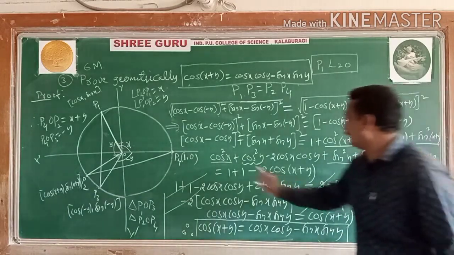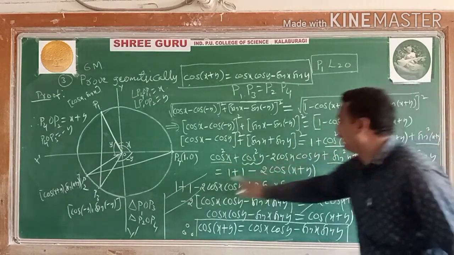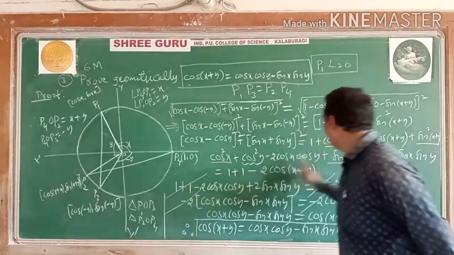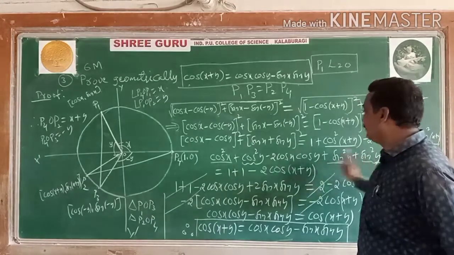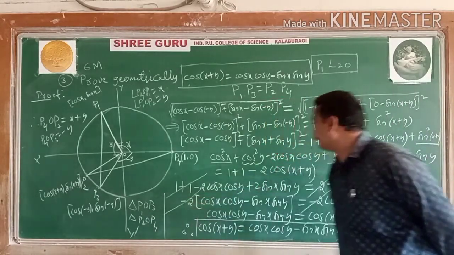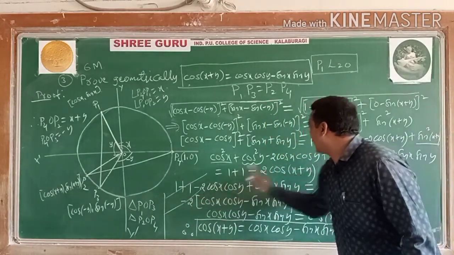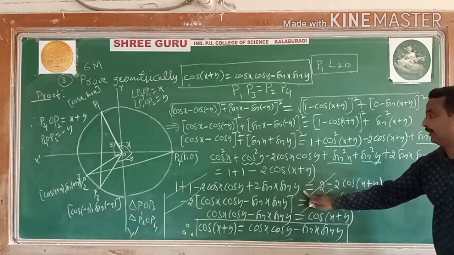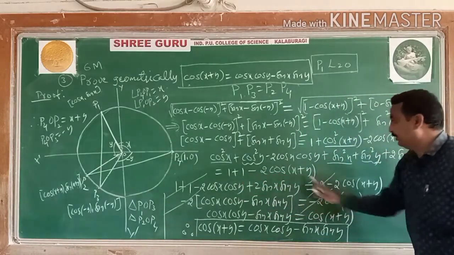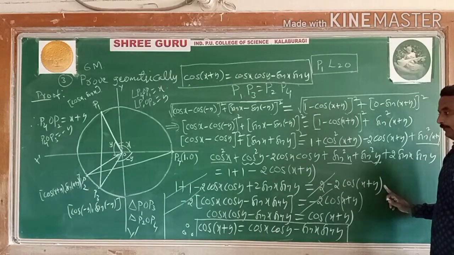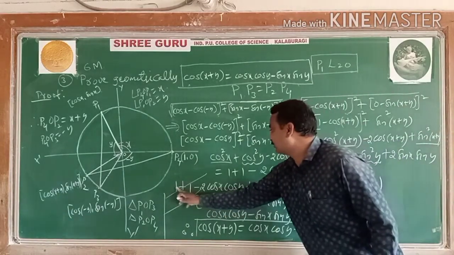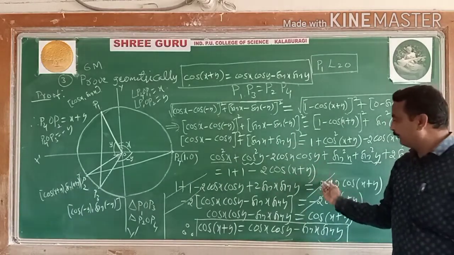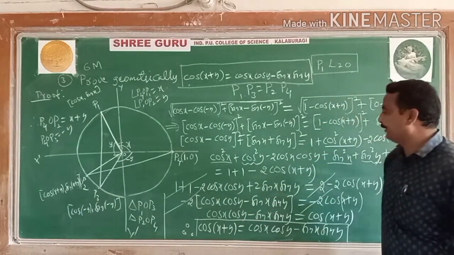See here, students, what I have taken: cos square x plus sin square x is 1, the identity cos square theta plus sin square theta equals 1, and cos square y plus sin square y is 1 as well. Minus 2 cos x cos y plus 2 sin x sin y I have written as it is. This 1 plus 1 is 2, minus 2 cos of x plus y. Then the 2 and 2 get cancelled, plus 1 and minus 1 cancel as well, and if you take this side it becomes minus 1.